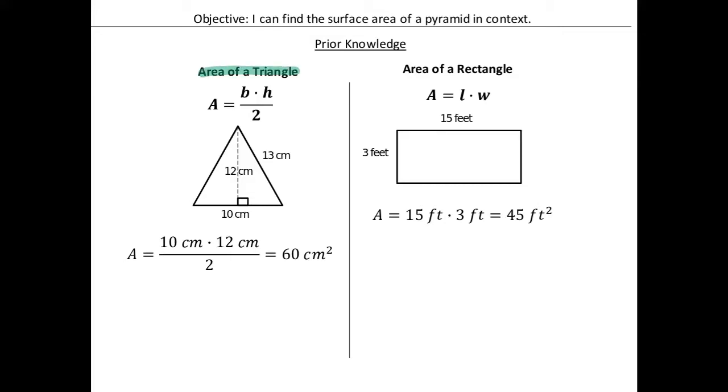Okay. And so, because we're looking at sides that are triangles, we need to know the area of a triangle, like we did yesterday. That's the same example we saw yesterday, but I just wanted to remind you guys of the formula for area of a triangle. And the area of a rectangle is length times width or base times height. So we saw this example yesterday where in a triangle, you take the base times the height and then you divide by two, versus a rectangle, you just multiply the two sides together, length times width. Okay.